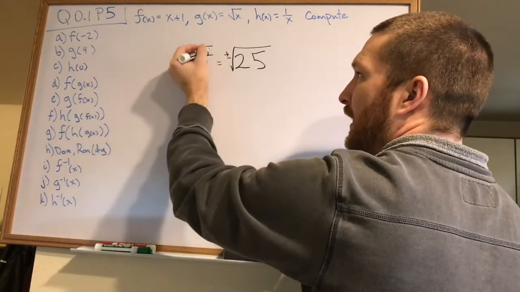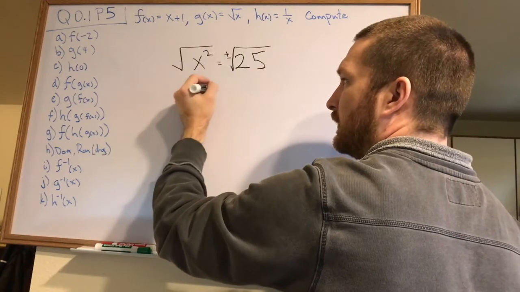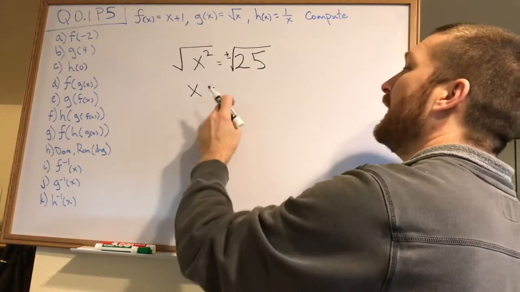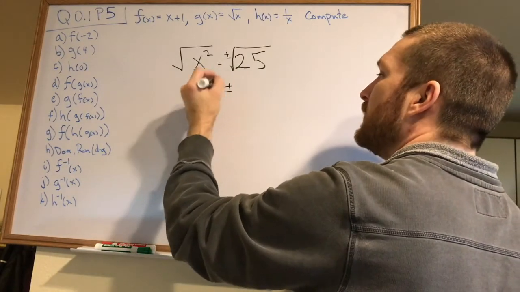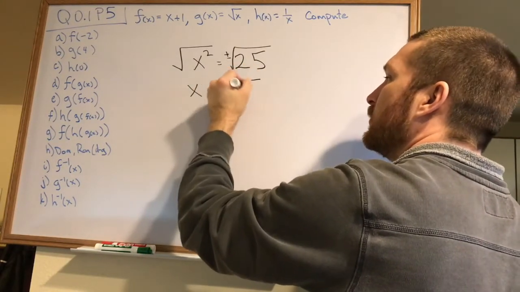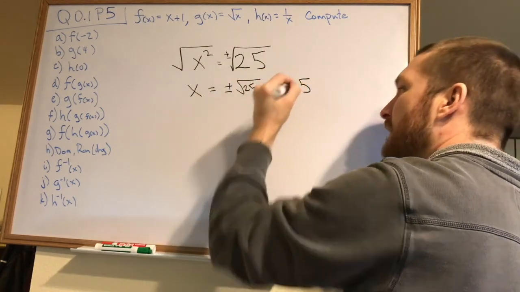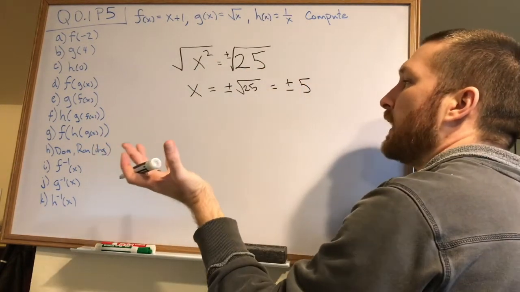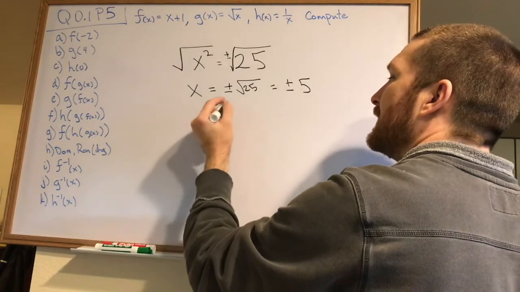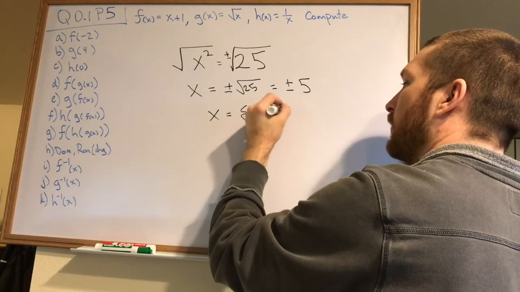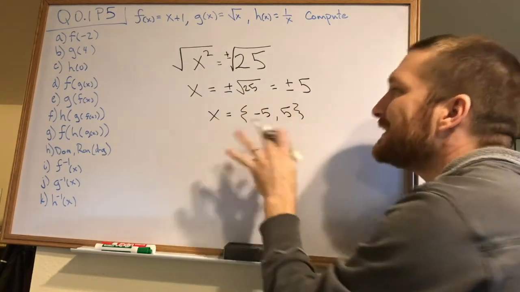Taking a square root undoes square. It's the inverse operation. And then what you get are two answers, plus and minus the square root of 25, which is plus and minus 5, because 5 is the square root of 25. That is, x is either minus 5 or 5. And we could see that that's true.